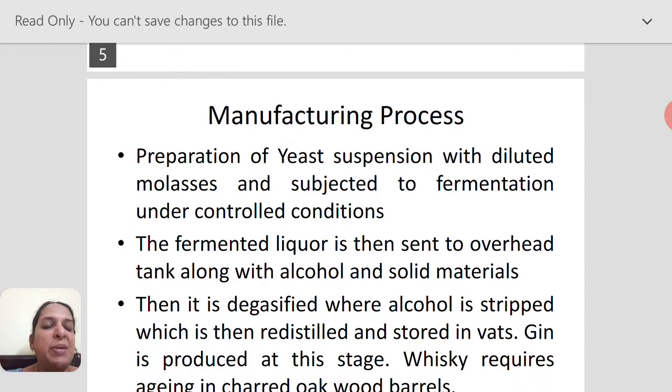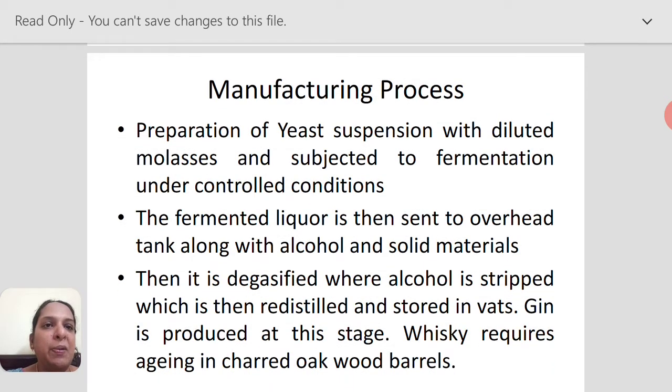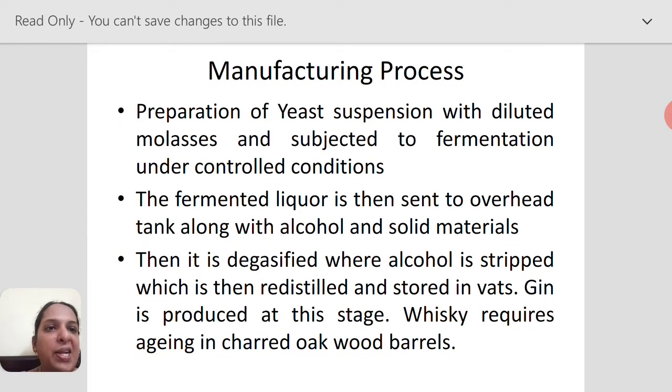In the manufacturing process, the yeast that is prepared is diluted with the molasses along with the other raw materials, and it is subjected to fermentation under controlled conditions. In this case, it is fermented, and alcohol as well as solid material results. The alcohol is sent to the overhead tank, while the solid materials are removed in the filtrates.